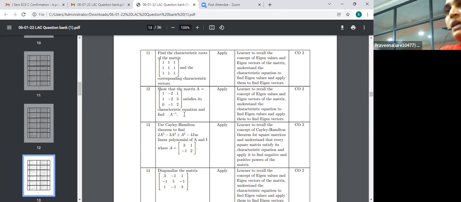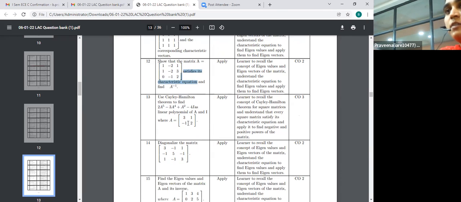Without giving the name, the statement was given directly. That is, for this question also we have to verify the Cayley-Hamilton theorem. What is the statement of the Cayley-Hamilton? Every square matrix satisfies its own characteristic equation. Okay, without giving the name, directly given the statement for the 12th question, and from that find A inverse. That is the 12th question.